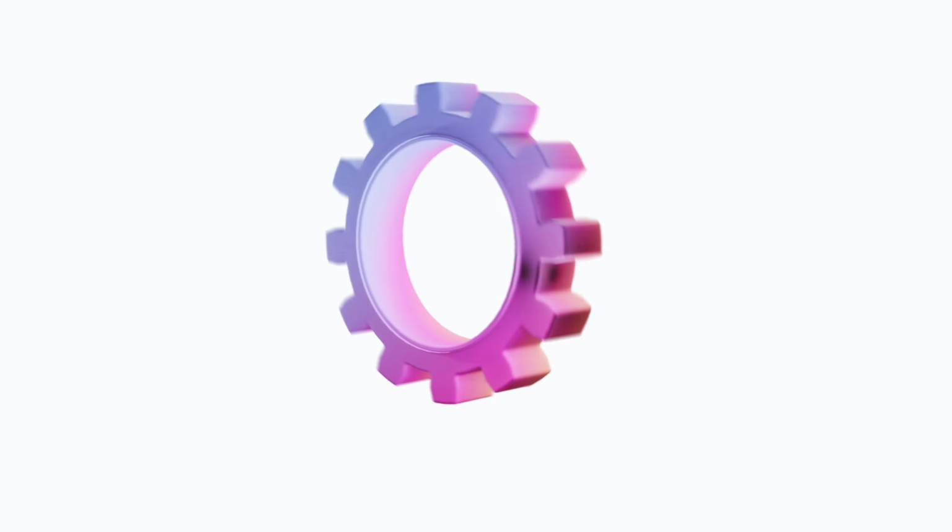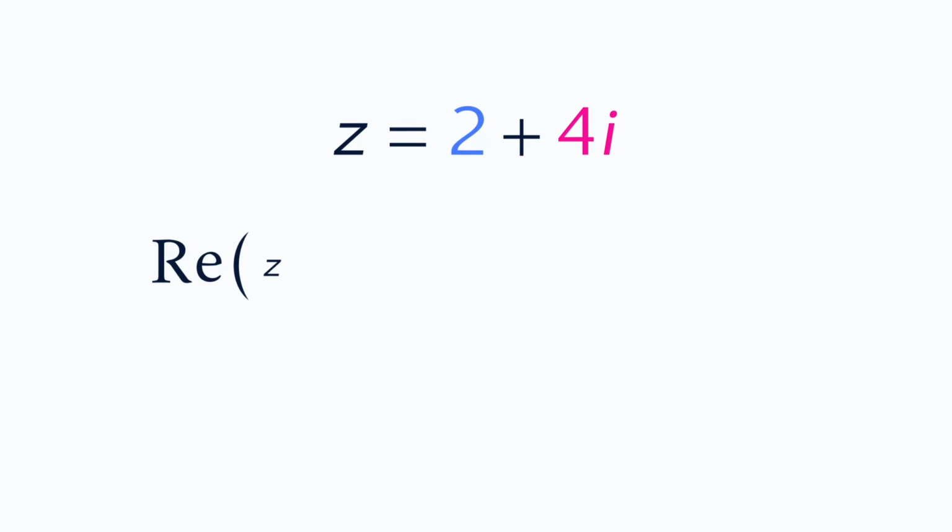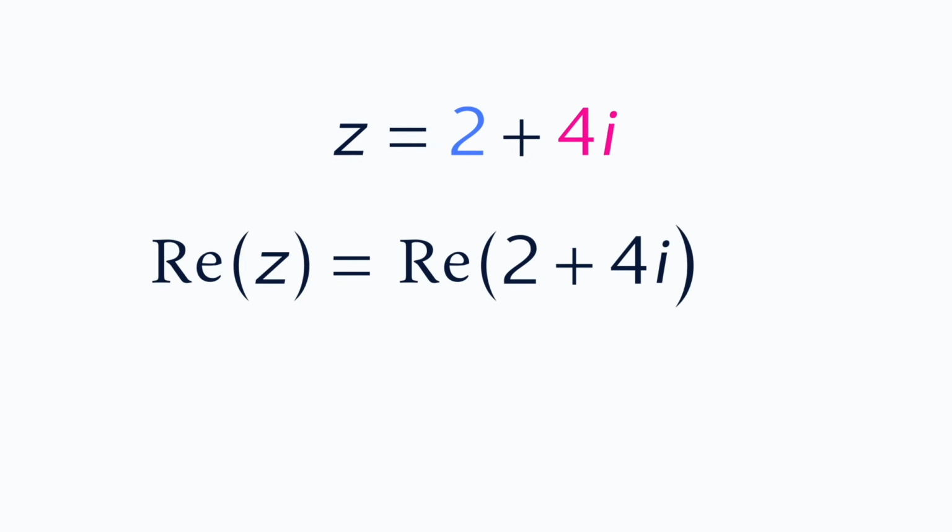Find the real and the imaginary parts of the complex number z equals 2 plus 4i. Let's start with the real part. The real part is the term that does not include the imaginary unit. So in this case, the real part of z is 2. The real part of z is denoted by Re of z, which equals the real part of 2 plus 4i, which is 2.